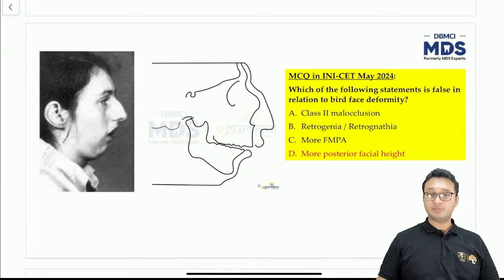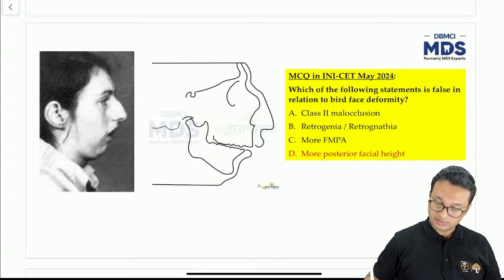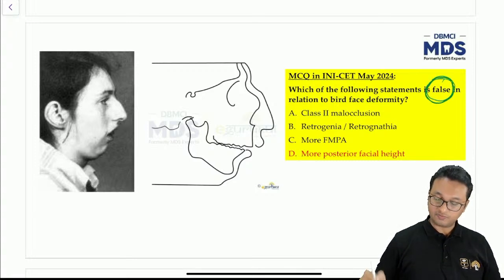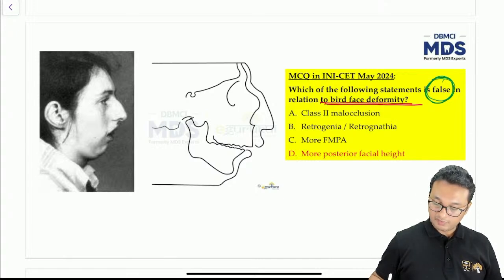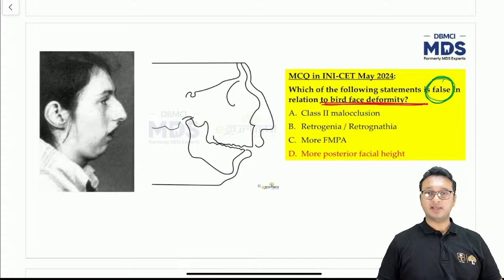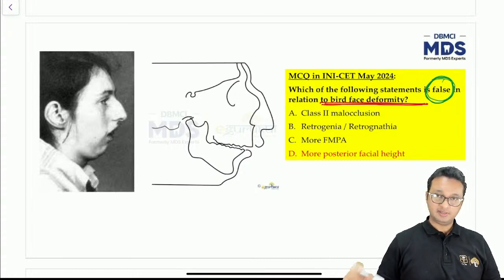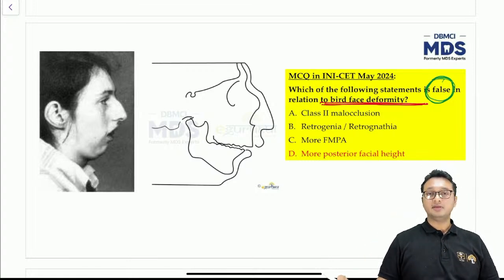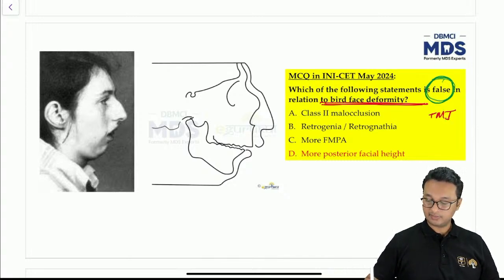One more important MCQ. Which of the following statements is false in relation to bird face deformity? Now, what is bird face deformity? I'm sure you are well aware of this particular phrase. It is used most commonly. You must have read that in the chapter on bone deformities or bone diseases in oral pathology. Now, bird face deformity is a term specifically used in patients suffering from TMJ ankylosis.